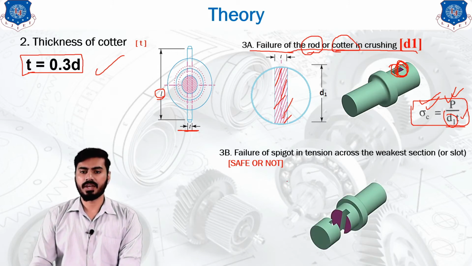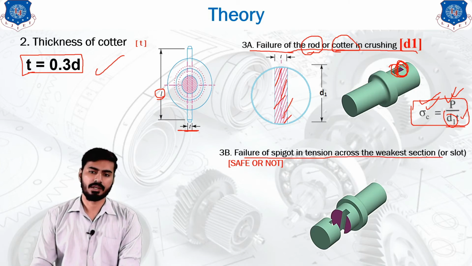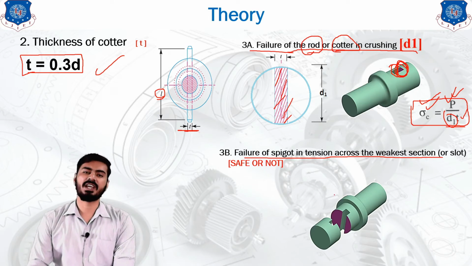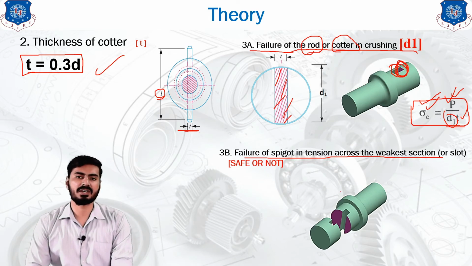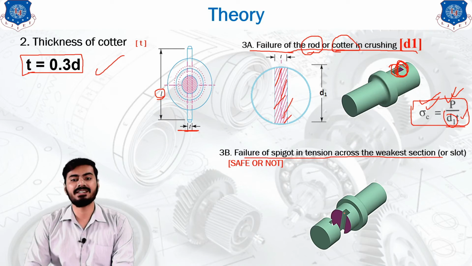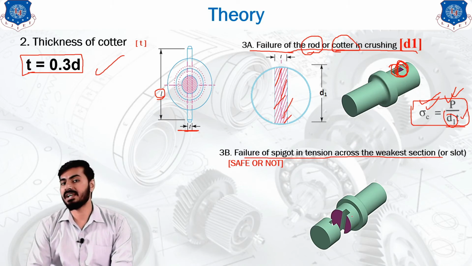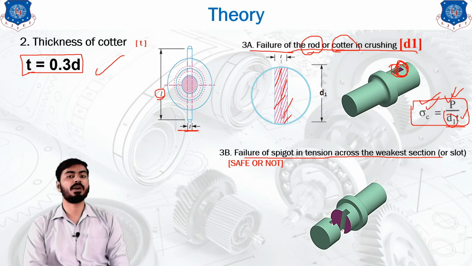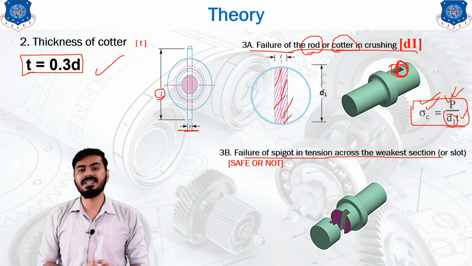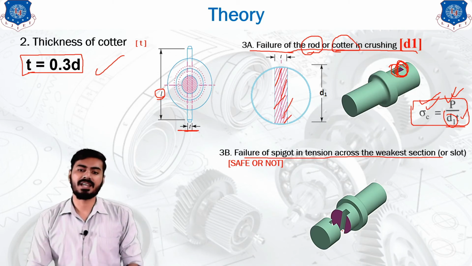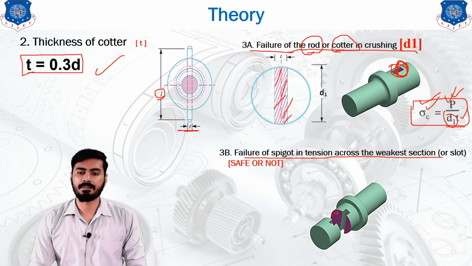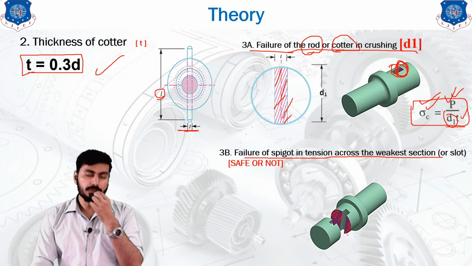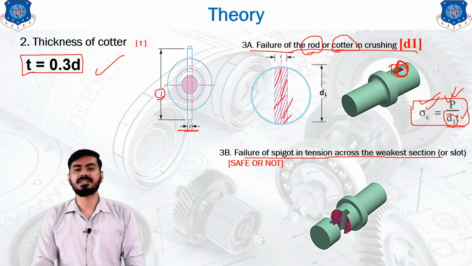Now consider this failure for safety, the failure of the spigot in tension across the weakest section. The spigot can fail at the weakest section only. First we are going to identify the weakest section of the spigot. The weakest section is the section where the cross section area is minimum, and this is the area represented by the pink color, where the cross section area is minimum because of the slot which is provided to insert the cotter.